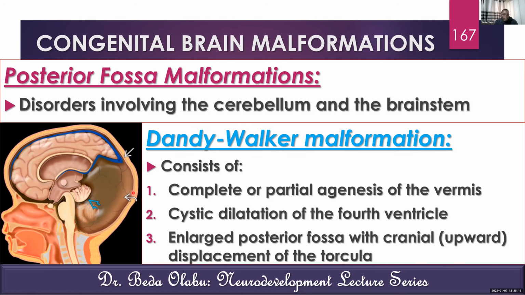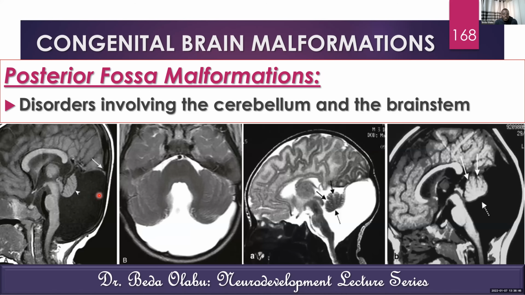But now we see it displaced upwards, which means that now the posterior fossa is abnormally enlarged. There's enlargement of the posterior fossa, there is dysgenesis or agenesis of the cerebellar vermis, and there is cystic dilatation of the fourth ventricle. That constitutes Dandy-Walker malformation. These images show us examples of Dandy-Walker malformation.